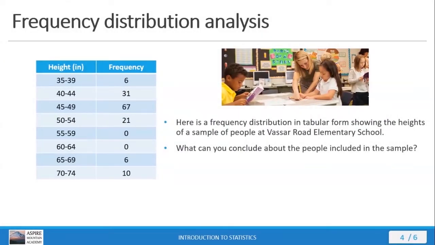So let's look at this example here. This frequency distribution is showing the heights of a sample of people at Vassar Road Elementary School. So you've got definitely one population here, and there's another population, down towards the bottom, because you see that gap that we've got there in the middle. See the zeros? Okay, so this is indicating we've got two different populations here. Now, what would actually explain the two populations here? Why would we see two populations here in the frequency distribution? What do you think? I'm going to give you a moment for you to come up and make your response.